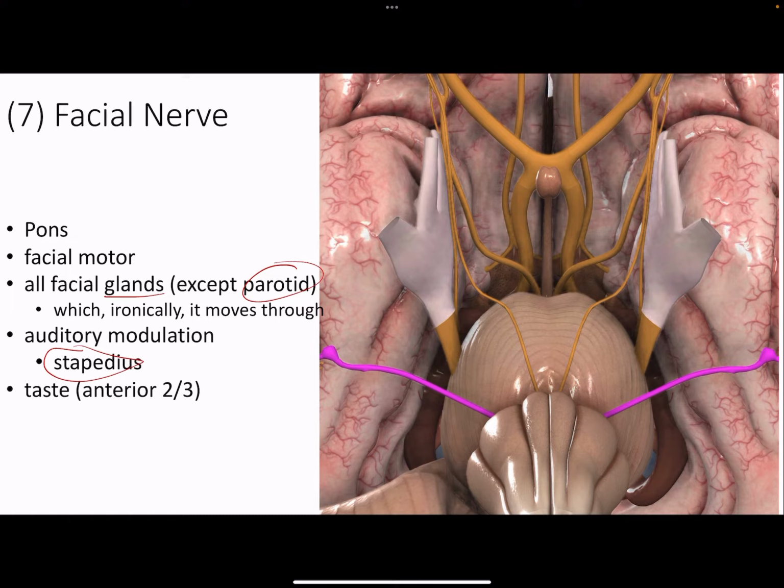Now, the sensory was the V3, but this is now taste. Oh, this is too sweet. This is too bitter. That is going to be the facial nerve.